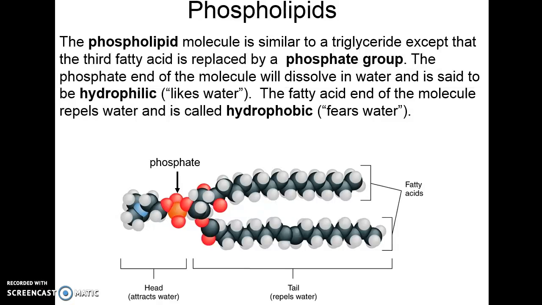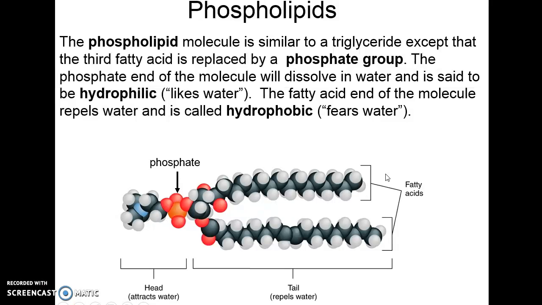The phosphate end of the molecule likes water. So this right up here, it likes water. It's what we call hydrophilic. And the fatty acid down here does not like water. It does not want anything to do with it. It's a little bit bipolar of a molecule. So we've got this that loves water, this that hates water.